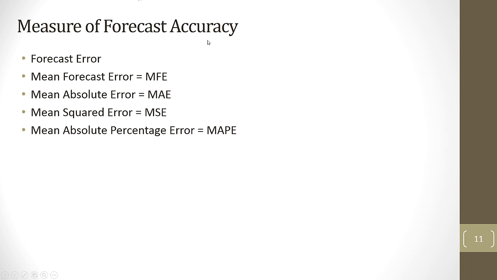Forecast accuracy or forecast error, whichever way you want to look at it. We're going to look at four different measures: mean forecast error, mean absolute error, mean square error, which will be the main one that we use to compare different methods, and then a relative measure called mean absolute percentage error. All right, let's go over to Excel.